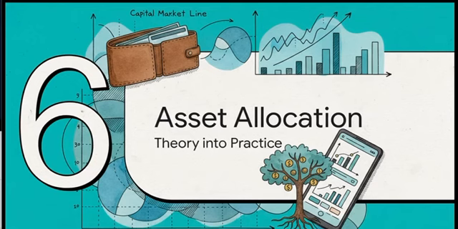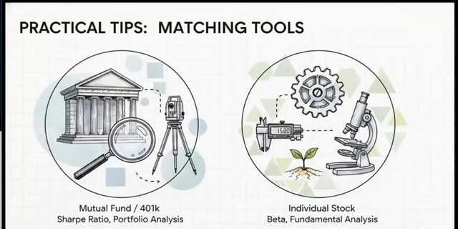Finally, Part 6. Asset allocation. Putting all this theory into practice. So, the crucial point is how you actually deploy these concepts for your own wallet. It's time to connect the math to your money. First, you have to match the right risk measure to the right asset.